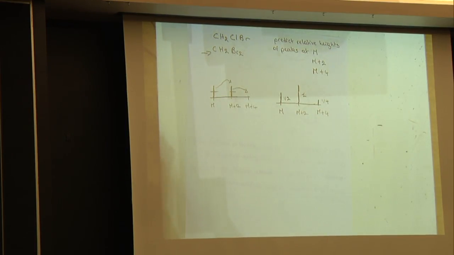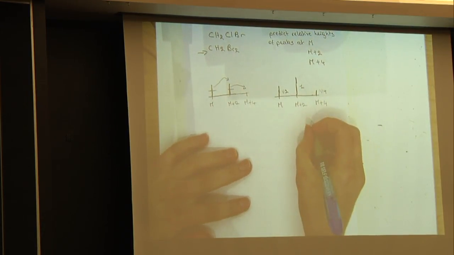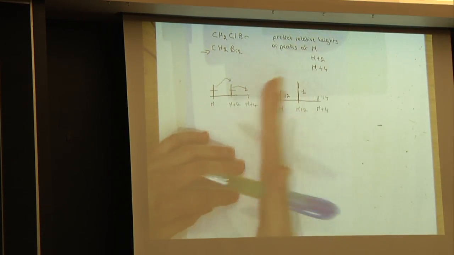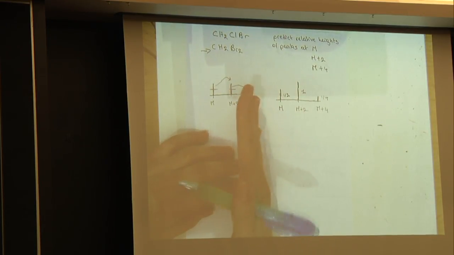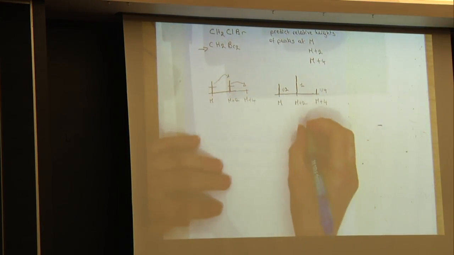So I'll write it down for you. Yeah, this is a good thing to keep in mind. If you have a spectrum and you see 2 peaks at M and M+2 that are the same height, then you most likely have a bromine. If you have a peak at M and M+2 is a third of the M height, then you most likely have a chlorine. I'll write it down for you.